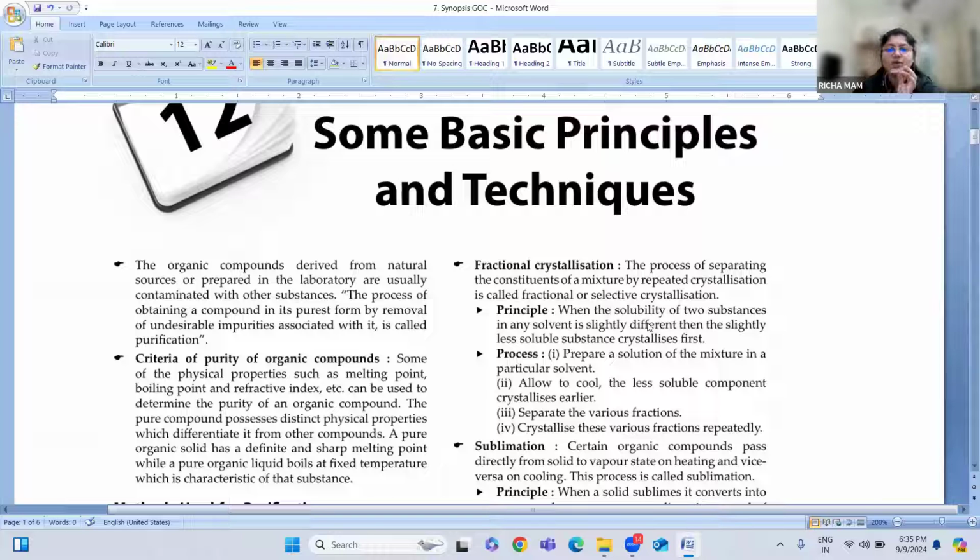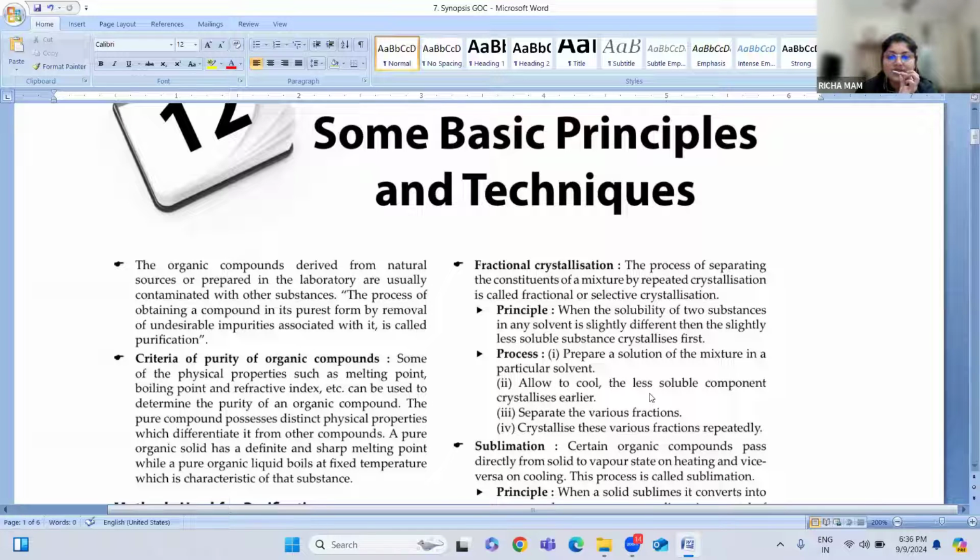what is the principle? The solubility of two substances in any solvent is slightly different, and the less soluble substance crystallizes first. Depending upon the substance, whichever is first soluble in the solvent will crystallize first, and then whichever is less soluble will crystallize out later. At different layers, different substances are kept, and you pass the solvent through. The solvent in which it is more soluble will separate out first, it will crystallize out, and then will be your less soluble part.